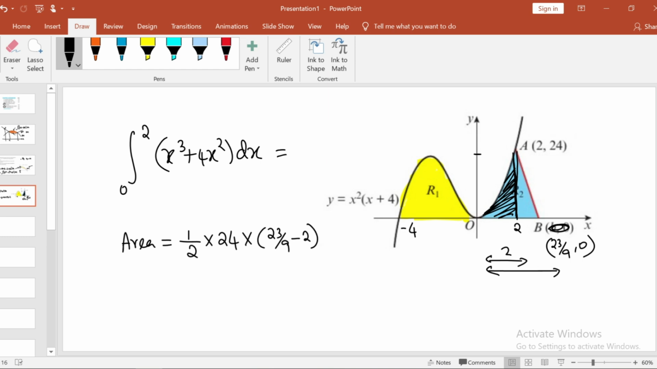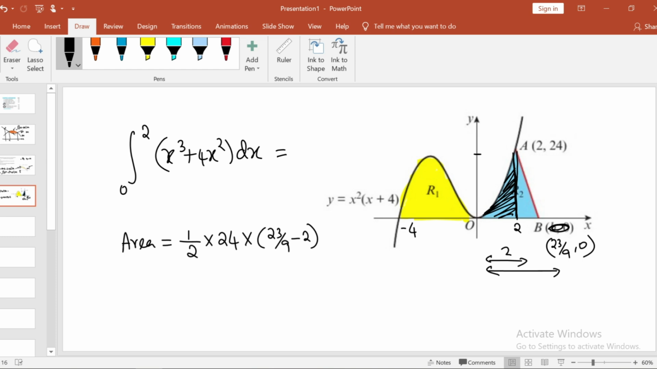So how did you find 23 over 9? No, it's given. Let's say it's given. The question is slightly different. I changed the question actually. So B is given already, let's say 23 over 9. So it's 23 over 9 minus 2.